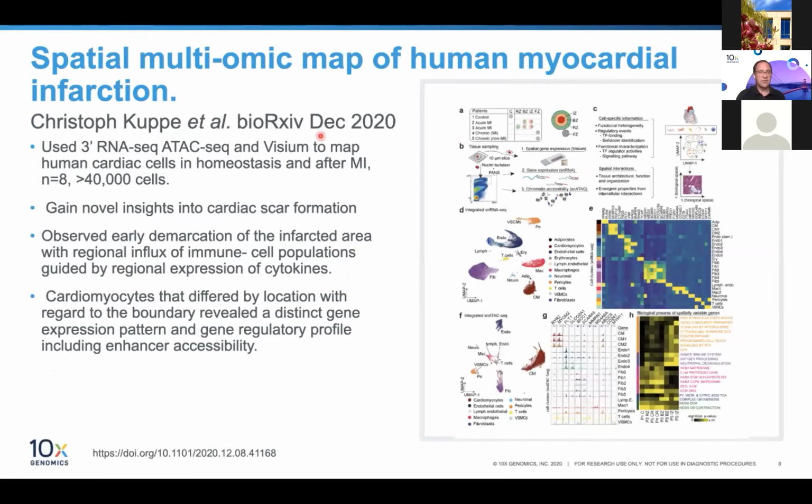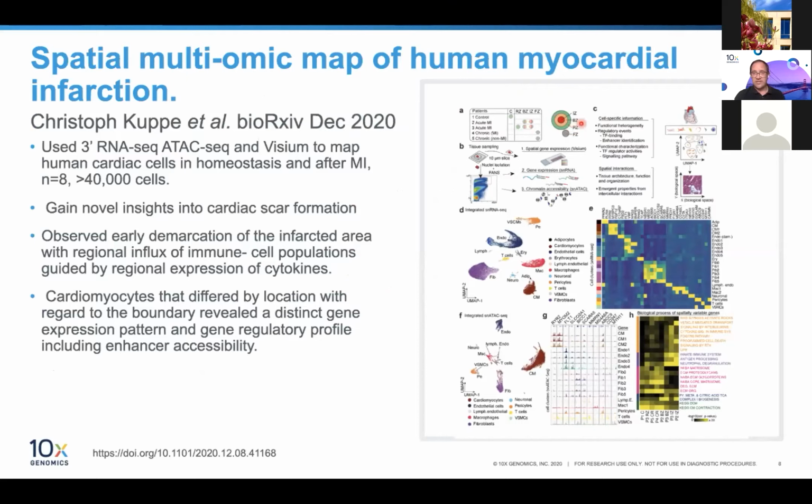Just as an example of this, this is a paper that's not fully published and is on bioRxiv. It's looking at a fairly simple question. If we look at myocardial infarction, so apologies, this is quite a small figure, if we look at the central zone of the ischemic zone, and then move out from that and look at the gene expression around the periphery, what changes can we observe?